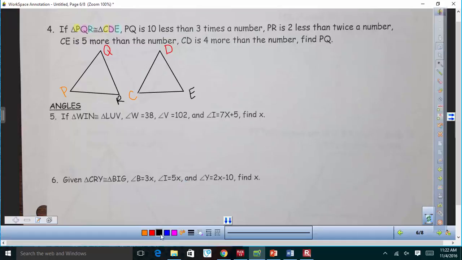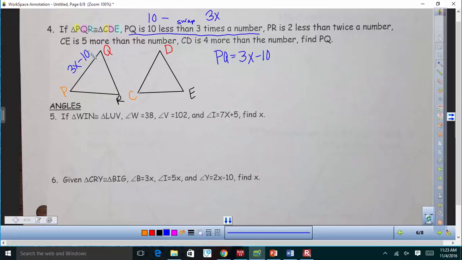Okay, so the first thing it tells me is side PQ is 10 less than 3 times a number. So that's going to be, 10 less means minus or subtract. "Than" means swap. So in just a second we're going to swap that, and then 3 times a number is 3x. So what the swap means is instead of writing 10 minus 3x for PQ, we're going to write 3x minus 10. So this is 3x minus 10.